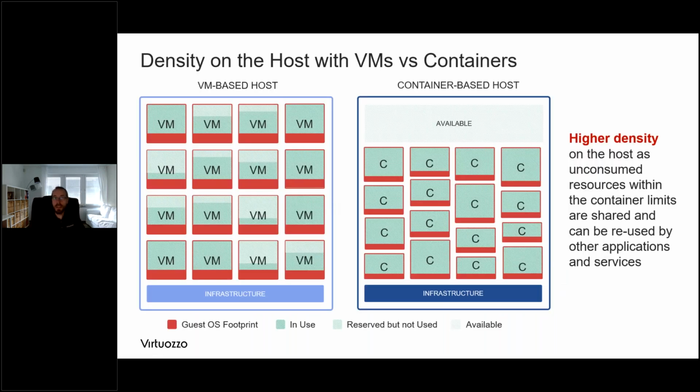So regarding density, why do containers still deliver higher density compared to virtual machines, even though the technology has also evolved a lot during the last 20 years? First of all, you see in a virtual machine, you have a guest operating system footprint. This red thick line is definitely thicker than in a container, because you need your own guest operating system, you need virtualized drivers, and all these drivers consume memory and require some CPU cycles. So that's why the guest operating system footprint is higher.